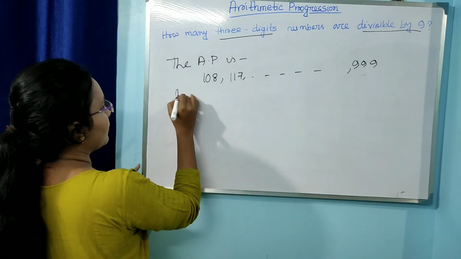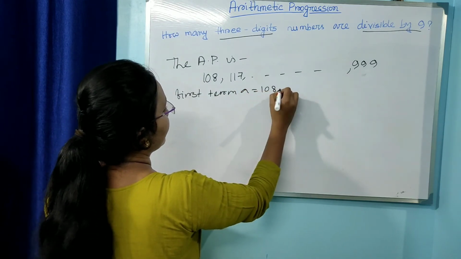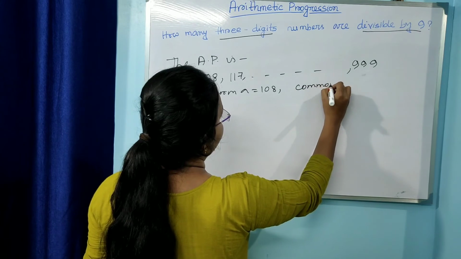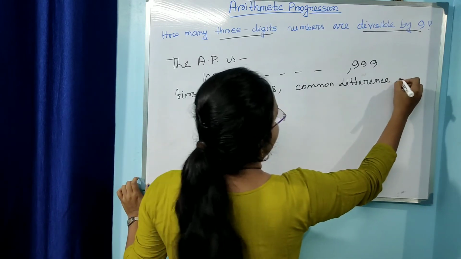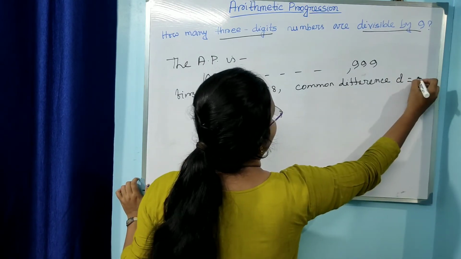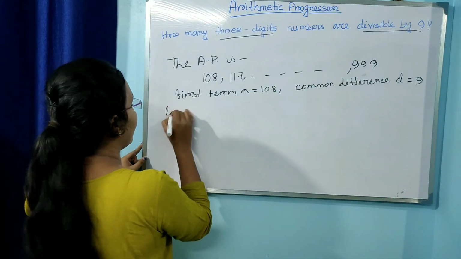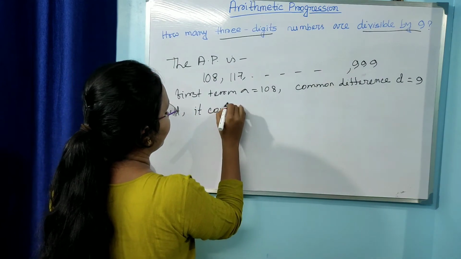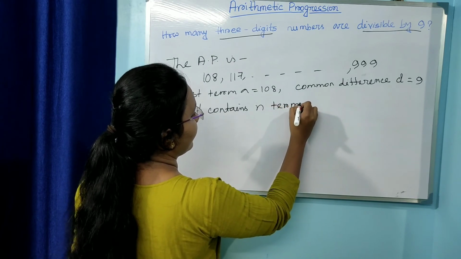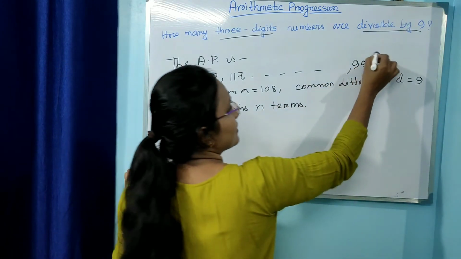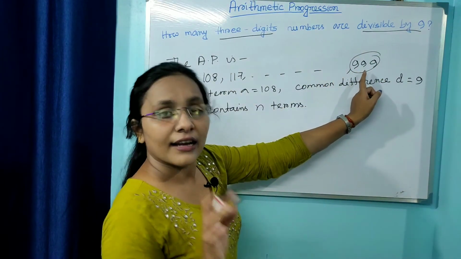So here the first term A equals to 108 and common difference D equals to what? 9, because divisible by 9. Now how many numbers are there? So let it contain n terms. So clearly the nth term will be this term, because it contains n terms and this is the last term. So definitely it will be the nth term.